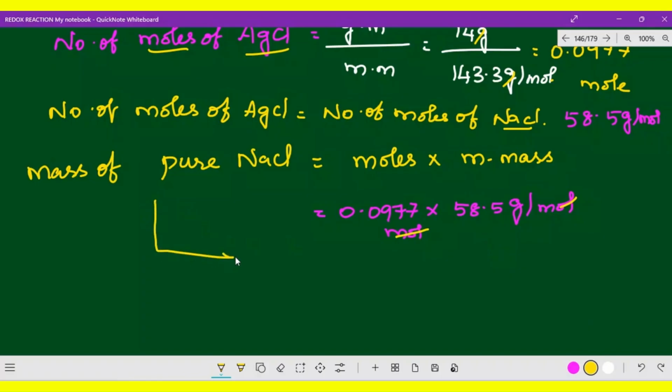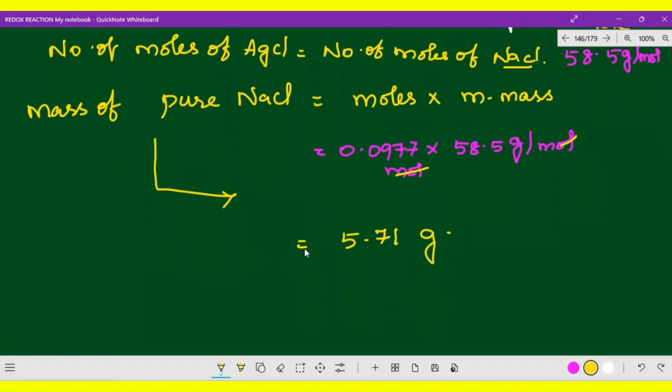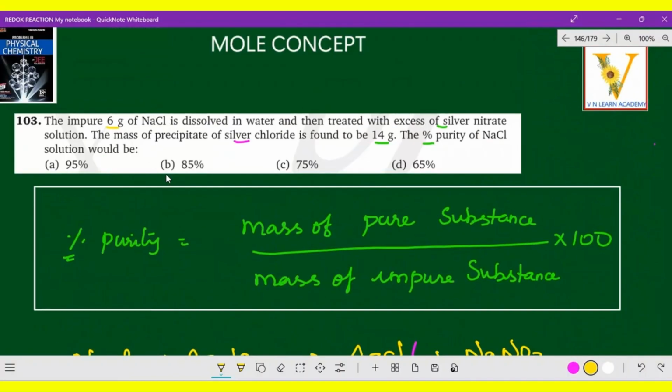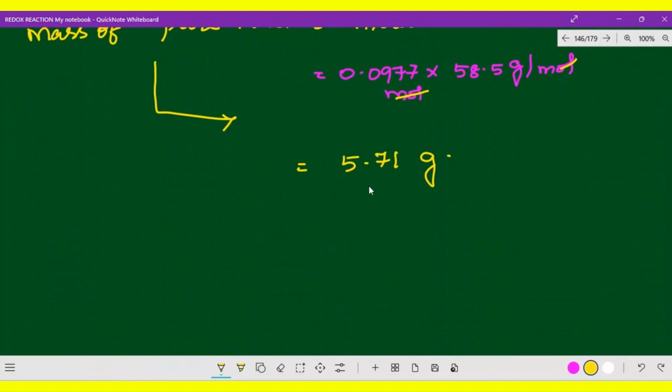Why? Because we are calculating the mass of the pure substance, right? So can we apply the value here? I mean, can we get the answer? What is the answer you're getting? 5.71 gram, the mass of the pure NaCl, we got it. Of course, in the question they have given 6 gram, and it is more or less nearer to 5.71 gram.